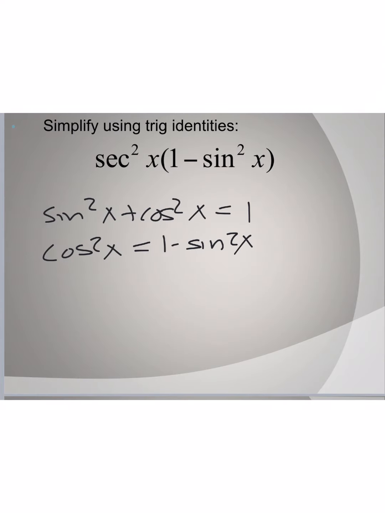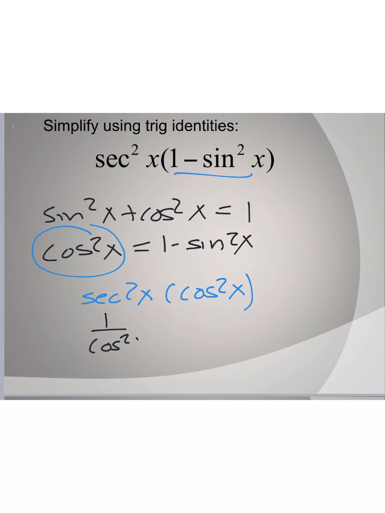So I now can take my cosine squared and substitute it in, which means my initial expression is now going to become secant squared of x times cosine squared of x. Using my reciprocal identities, I can rewrite secant as 1 over cosine squared times cosine squared. And then I can cross cancel my terms, and I am left with nothing, which means that I have 1 as my final expression.